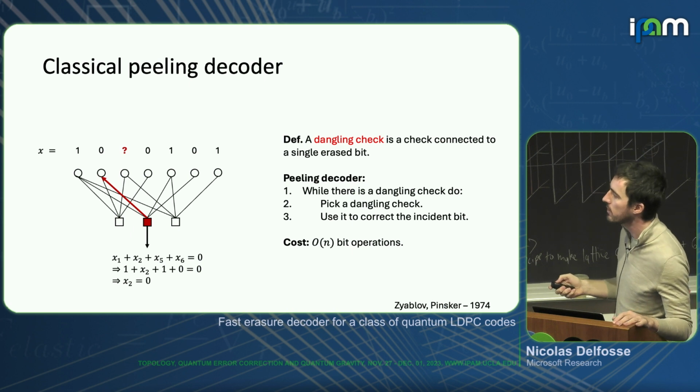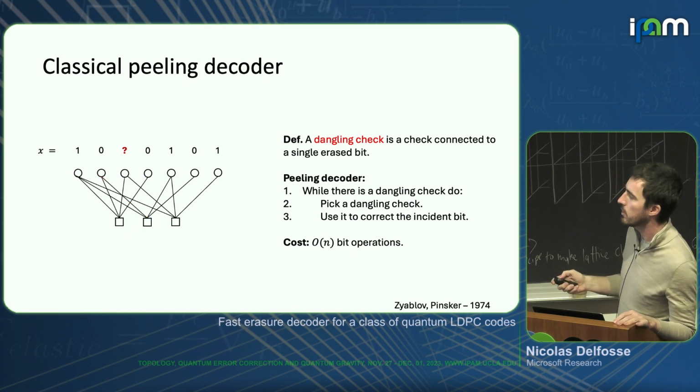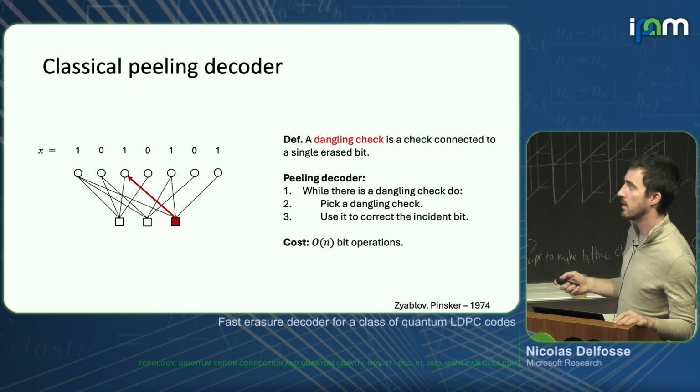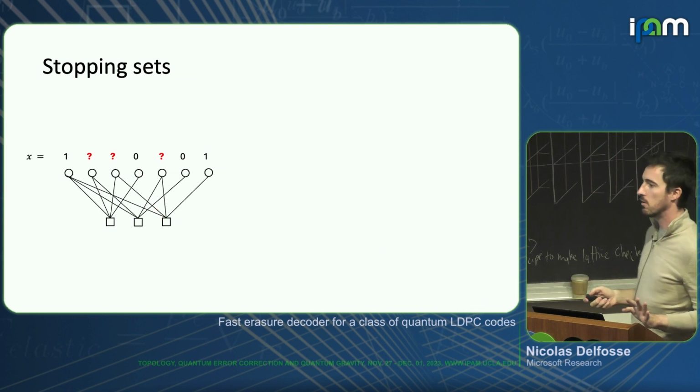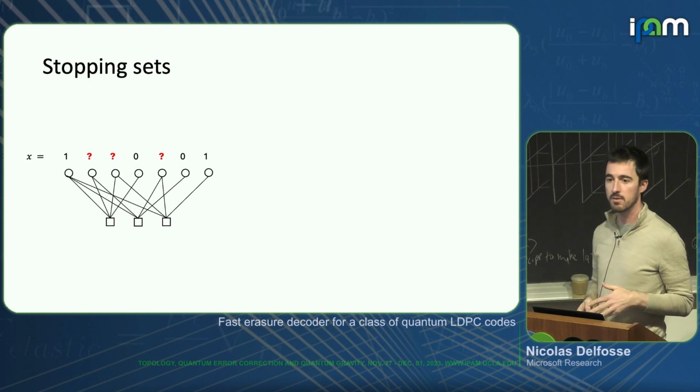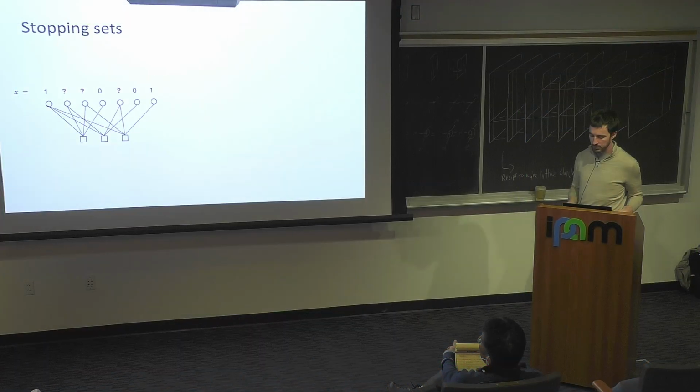So here, if we run it, we find x2, and then we look for another dangling check. We can take any of them at this point. This dangling check gives us an equation that reveals x3. Okay, now this algorithm works in many cases, but not all the time.